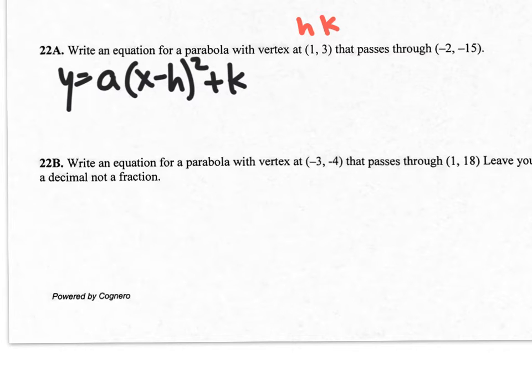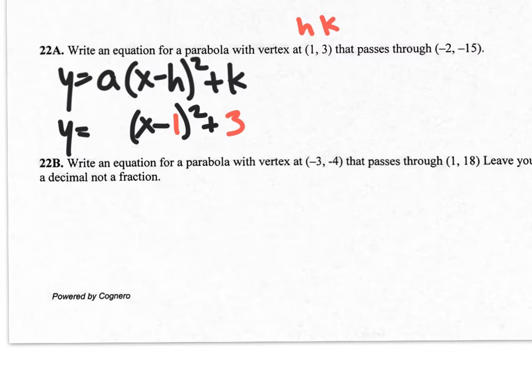So at the very least, I could say that my answer will be y equals a, but I don't know a yet, so I'm just going to leave it blank right now. (x minus h), there's the minus, and the h I want to do in a different color, which is 1, close parentheses, squared, plus k, which is 3. So all we need, really, is to find this a value.